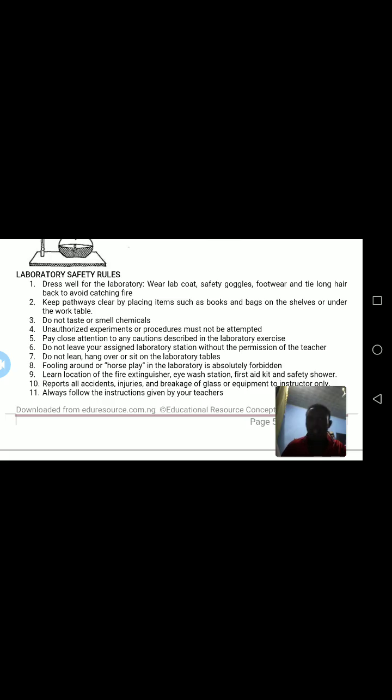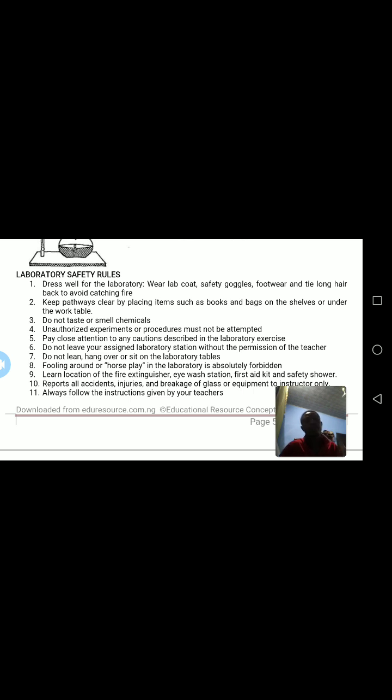These things are real. When you enter the lab, there are acids that can explode, and solutions that, when they come in contact with your hair or some part of your body, you may get burnt. So they are saying here that you should wear your lab coat and safety goggles for your eyes. I will show you a picture of how you should dress in the lab. Just hold on, let's carry on. Then there is footwear, and tie long hair backward to avoid catching fire.